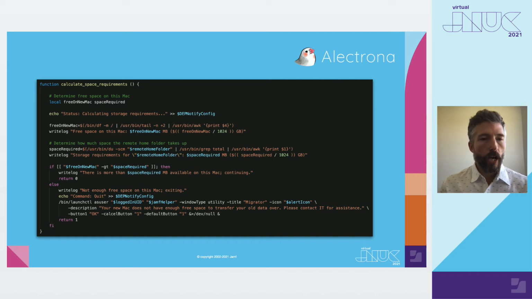As you can see in the screenshot, we're using a combination of the df binary and the du binary, and doing a little bit of arithmetic on that to ensure that the new Mac can accommodate all of the data in the user's home folder. If not, we can display a dialog to the end user, alerting them to potentially contact IT for assistance. And then we can end the process so that we don't move forward and get to a point where we're bound to fail because we don't have enough storage.